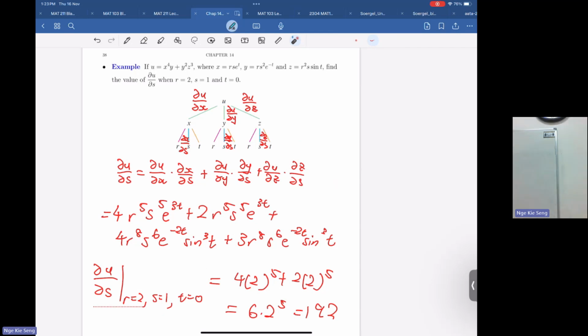But what can you see here? Is del u over del x continuous? Is this function continuous or not? Polynomial continuous or not? Exponential continuous or not? Sine continuous or not? The product of continuous functions is continuous. So this whole thing is continuous. So the other direction should also be continuous.